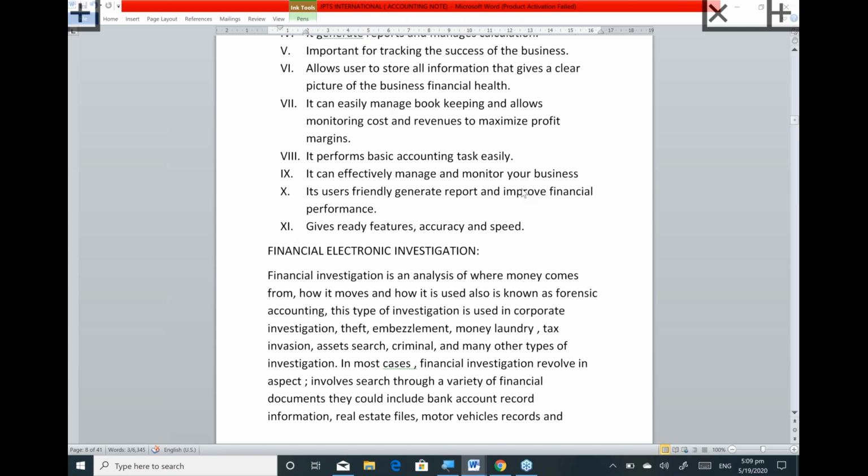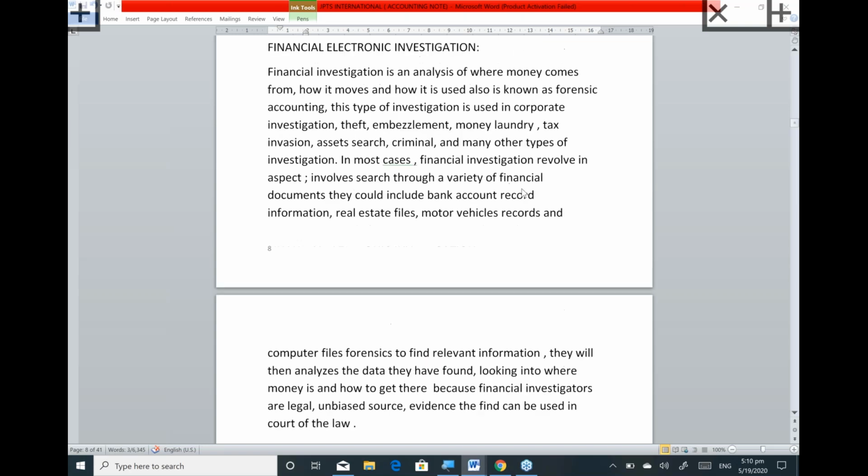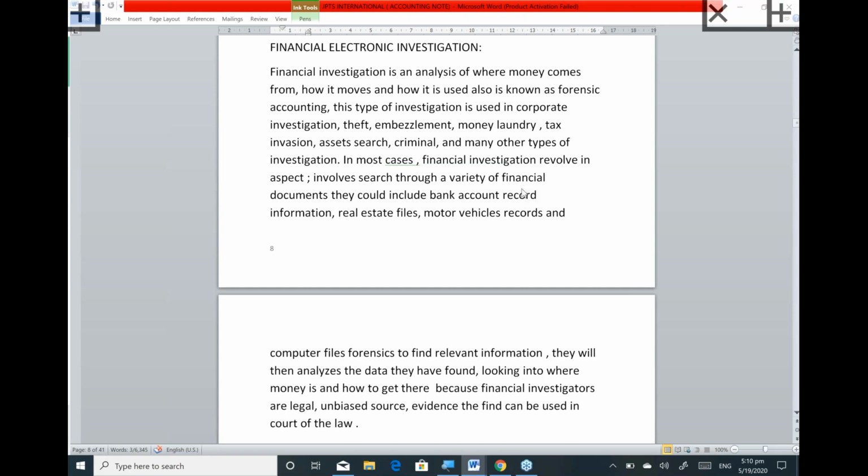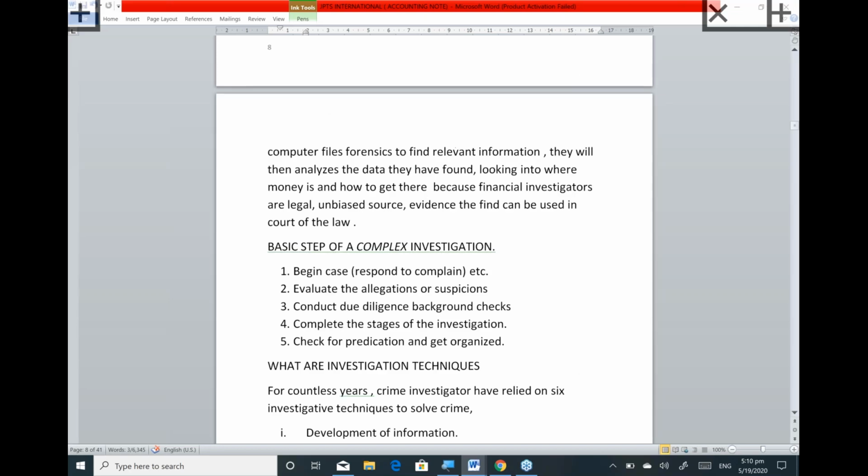Investigation. What is financial electronic investigation? Financial electronic investigation is an analysis of where money comes from, how it moves, and how debt and real estate files, motor records. For instance, they analyze the data they have found, looking into where the money is and how to get there. Because financial investigators are legal, unbiased sources, evidence they find can be used in the court of law.